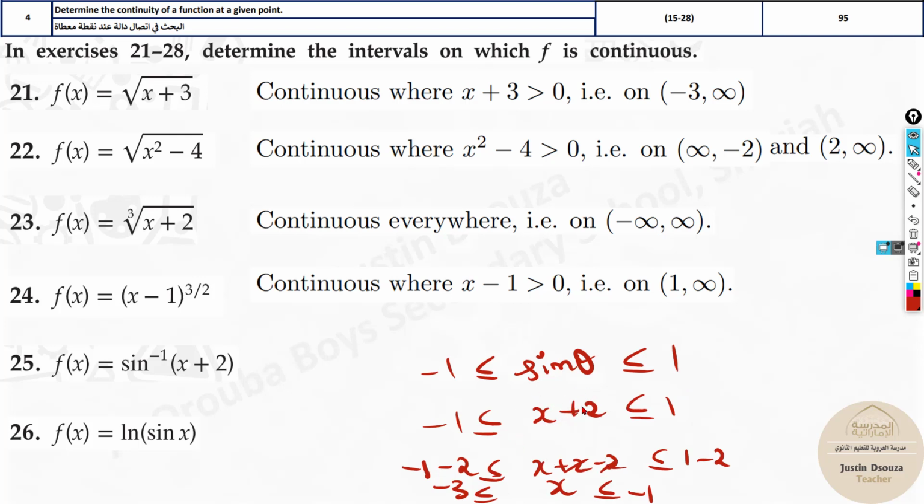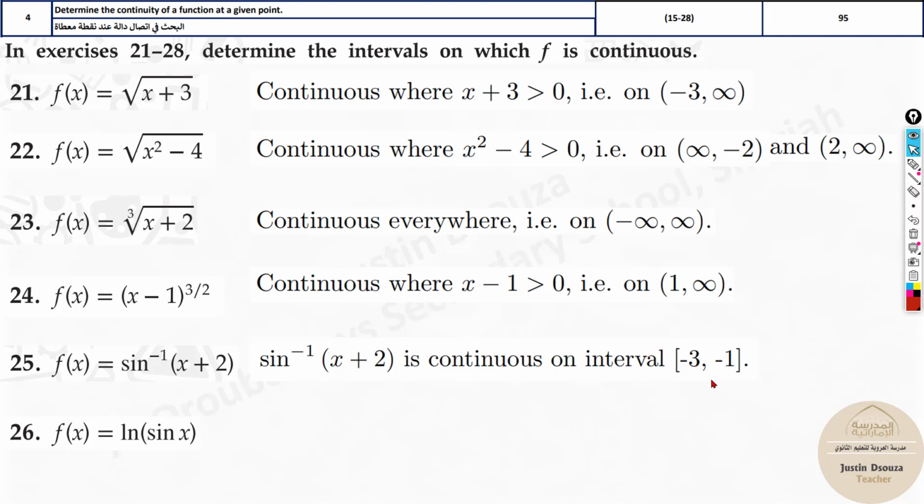Now here, since it's plus 2, you need to subtract 2 everywhere. Directly looking at this, I know this is x plus 2. So what should I do to get x? I should do minus 2 on both the sides. So I know negative 1 minus 2 is minus 3. Over here 1 minus 2 is minus 1. So that would be the answer. Now here it's closed brackets because it is less than or equal to. That's all about domains, I hope it's understanding a bit.